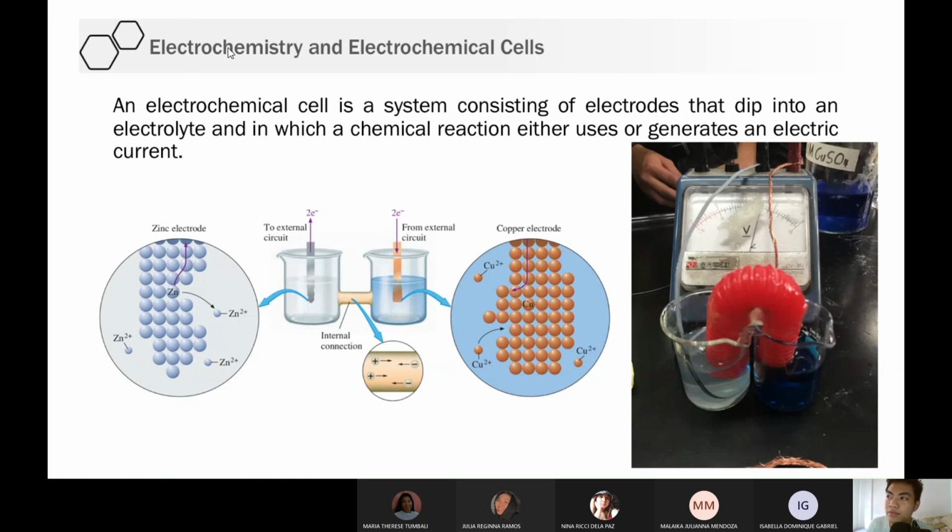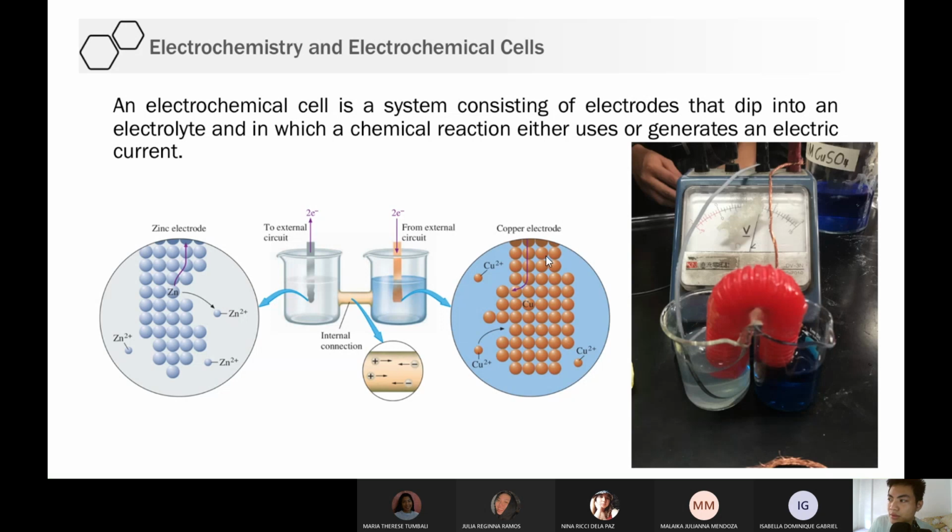So, when we have an electrochemical cell, basically, that's the battery. It is composed of electrodes that are dipped in electrolyte solutions. So if you're going to make a chemical cell, you should have liquids, wherein there are metals submerged in them, and they are connected by a salt bridge.